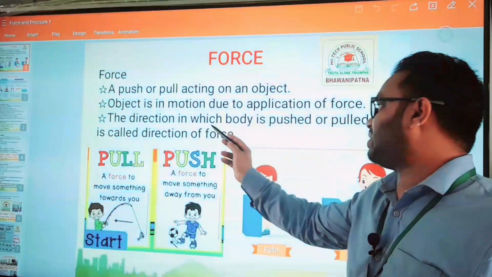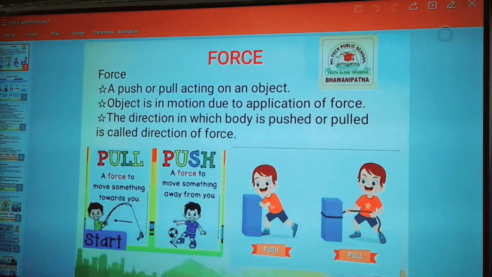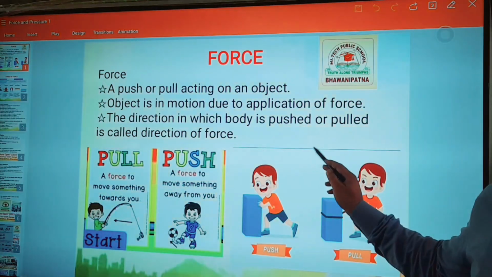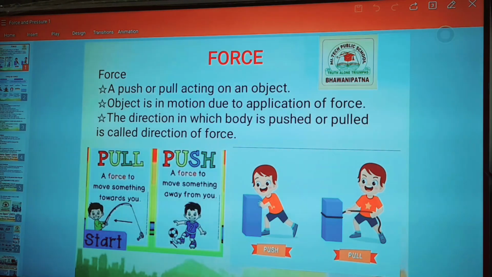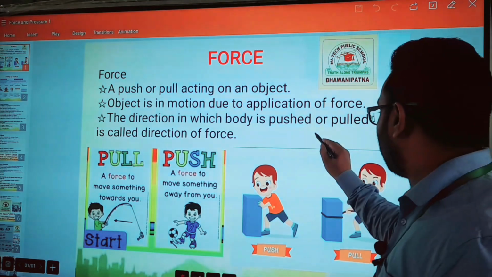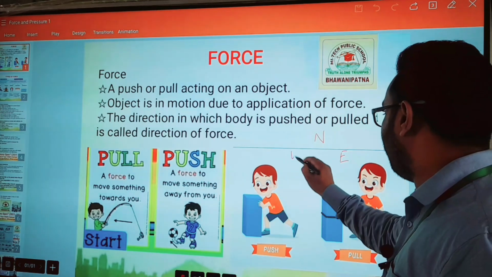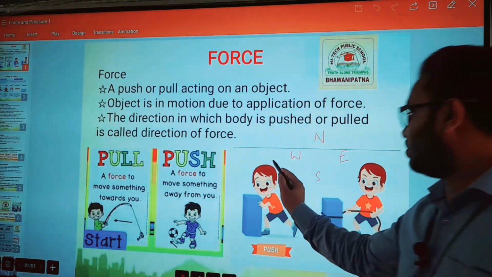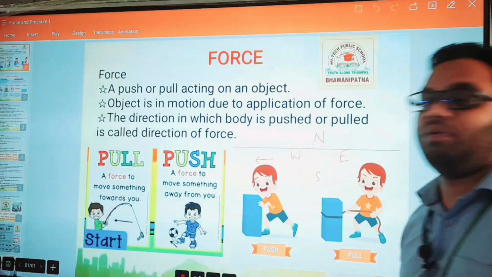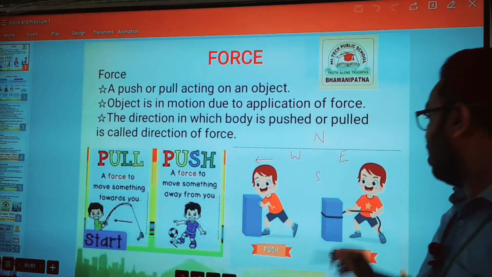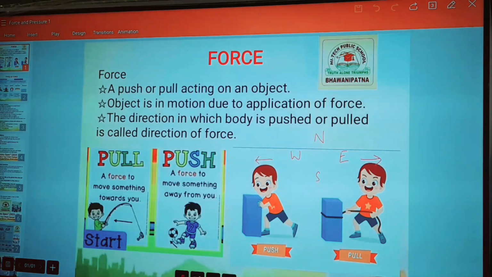Then the direction in which a body is pushed or pulled is called the direction of the force. So here, if I write, top side is north, down side is south. Yes or no? Okay, here I am writing just. You see, here north, here down side south, east and west. So this boy is pushing the object. So which side is he applying the force? In which direction? West direction. Very good.